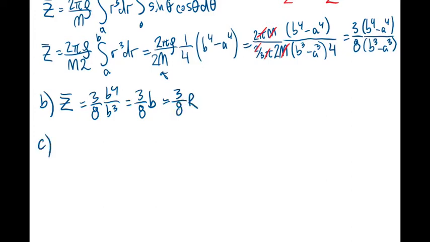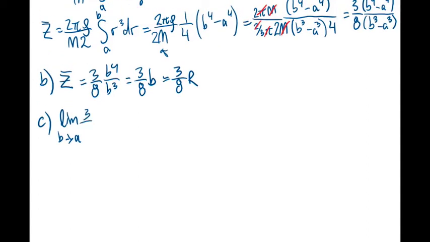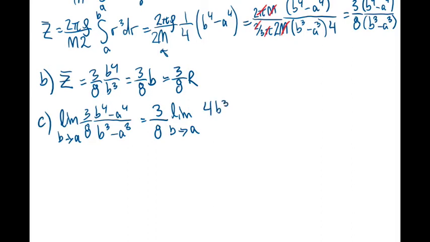Now, what if b approaches a? We'll take the limit as b approaches a of the center of mass, which is 3/8 b to the 4th minus a to the 4th over b cubed minus a cubed. If we just plug in a for b, obviously the limit will be 0 over 0, which is unacceptable. So instead we'll use L'Hopital's rule and take the derivative of the numerator and the denominator. So we'll pull the constant out front, and then this is the derivative with respect to b. So the derivative with respect to b of b to the fourth minus a to the fourth is 4b cubed, and the derivative with respect to b of b cubed minus a cubed is 3b squared.